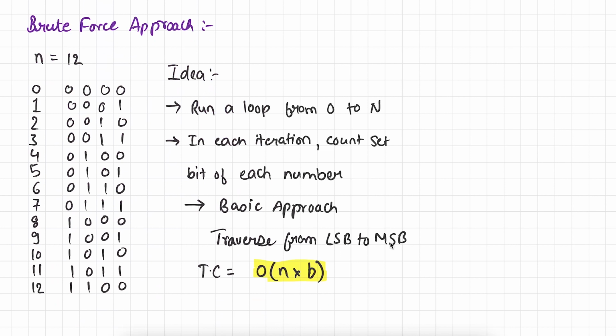Before we move on to the efficient approach, let's see the brute force approach first. The idea of the brute force approach is simple. Here are all the binary representations of the numbers from 0 to 12. In the brute force approach, we simply run a loop from 0 to n, that is 0, 1, 2, 3, 4, 5, 6, 7, 8, 9, 10, 11, 12, and we cover all the numbers. In each iteration, we traverse the binary representation of each number and simply count the number of set bits.